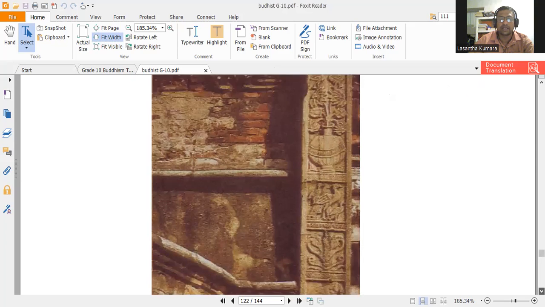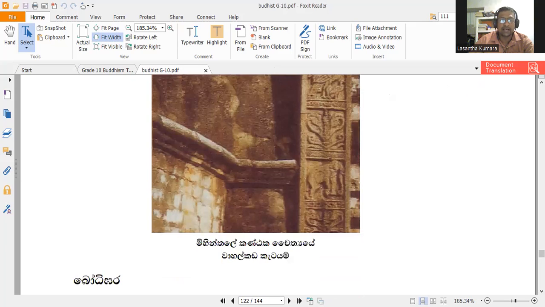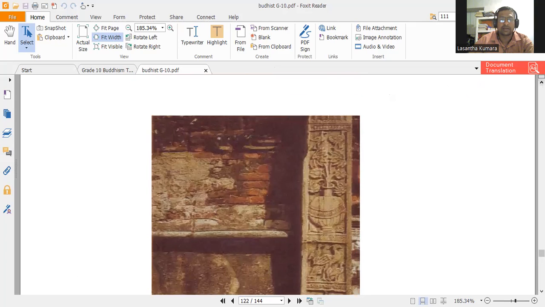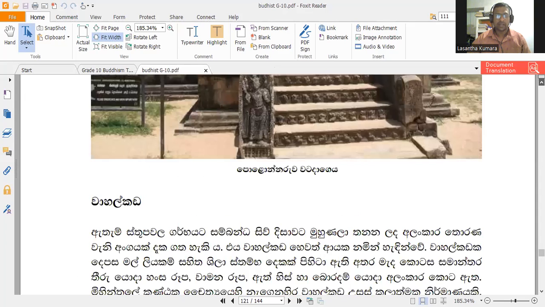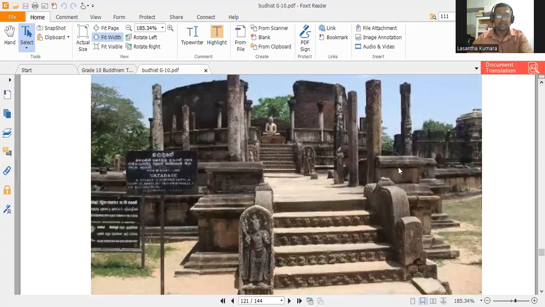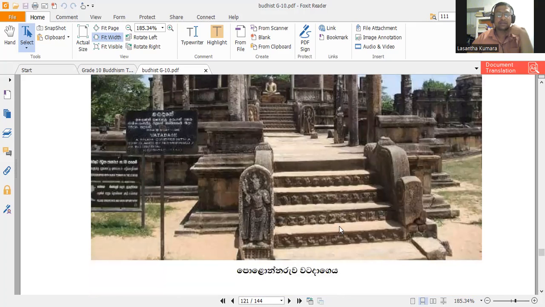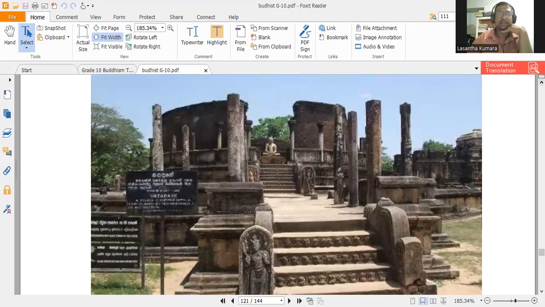This is not from the internet. This is in grade. Mihintale Kantaka Chaitya Vahalkada. Can you see this one? So this is, I think, a very limited part you can see. Then I will show you. Look at the Vatadage. Can you see Vatadage? Yeah, you can see pillars. And this is some structure built around the stupa. And the stupa is somewhere here. Are you clear? Polonnaruwa Vatadage. So remember this picture. Polonnaruwa Vatadage. Clear?